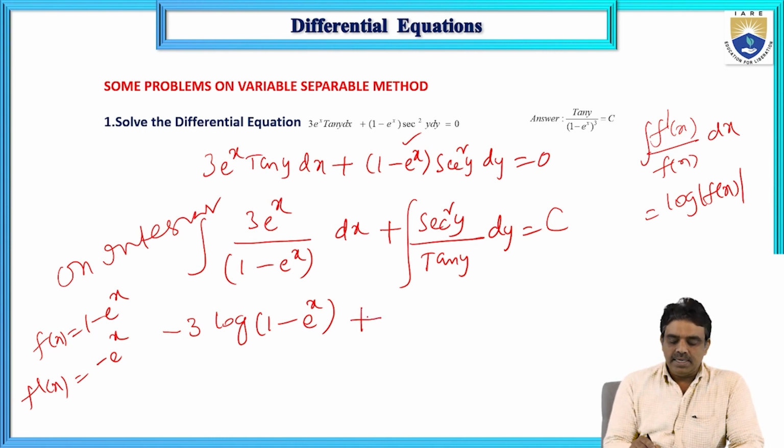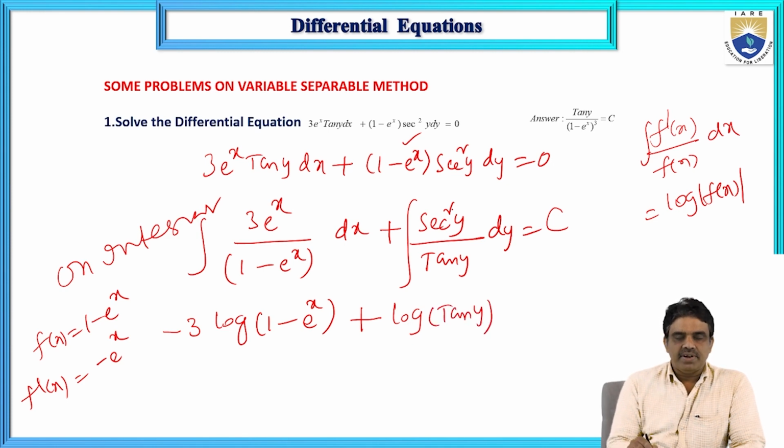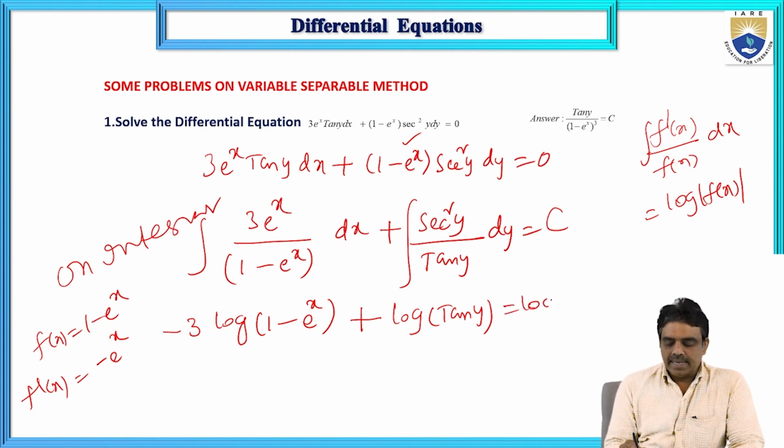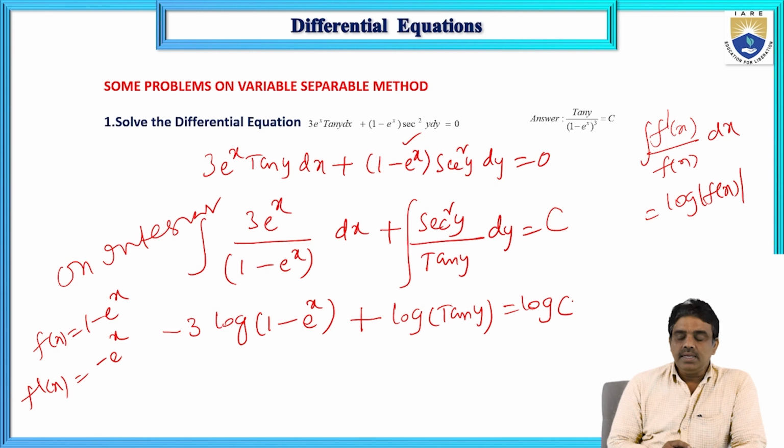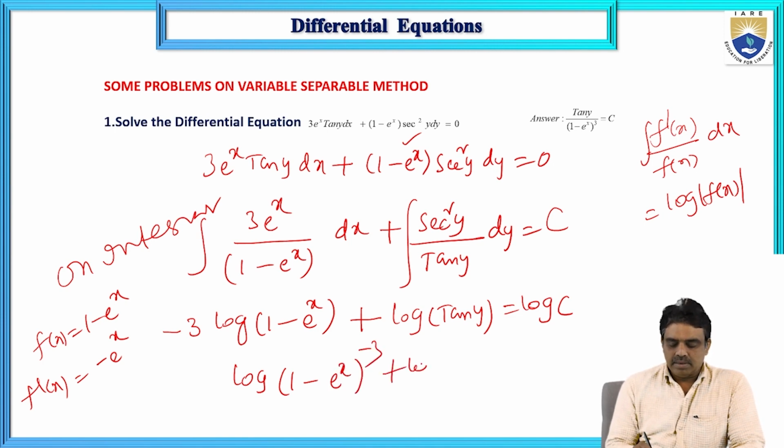Plus second term, integral secant square y by tan y dy. So tan y derivative is secant square y. So I can write the second term also by using the same formula, integral f dash y by f of y dy. So it is log tan y, and I can write log c on the right hand side. Or I can write this as log 1 minus e power x whole power minus 3 plus log tan y is equal to log c.